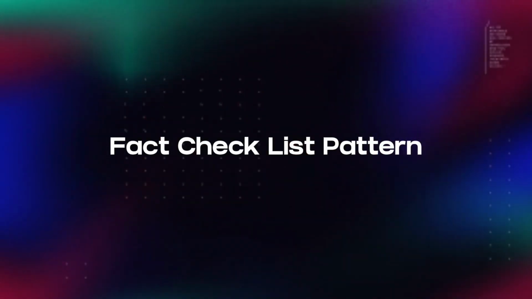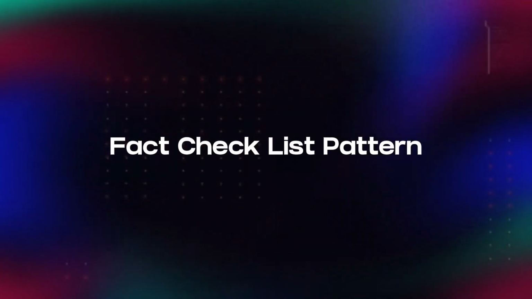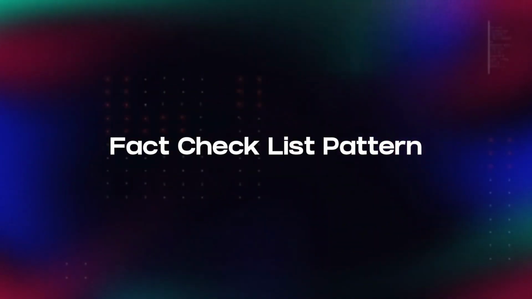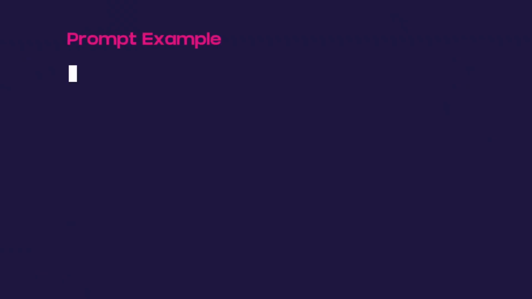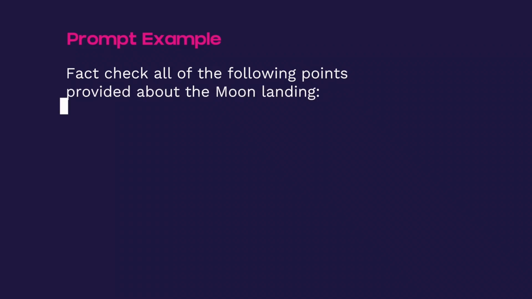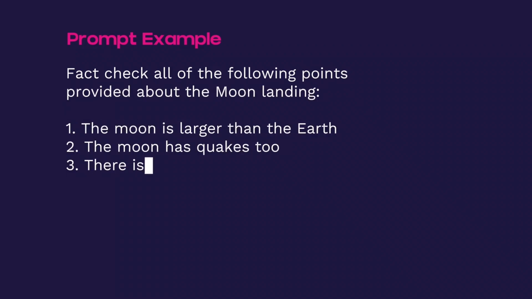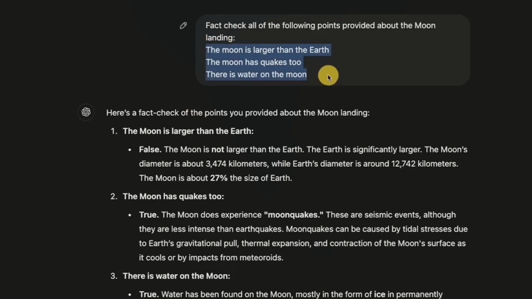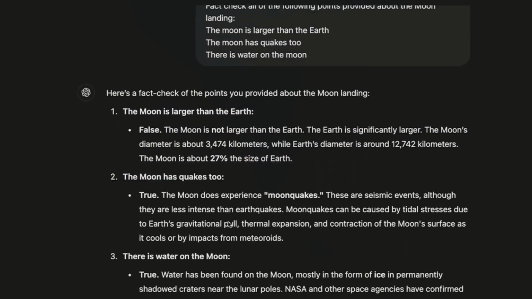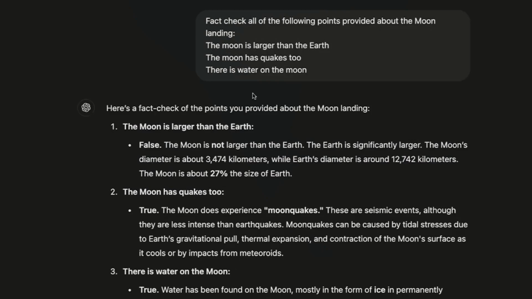Then next is the fact check list pattern. This prompts ChatGPT to verify a list of claims or statements that you may have received from an output, or perhaps you have created on your own. An example prompt here could be, fact check all of the following points provided about the moon landing. And you give it: the moon is larger than the earth, the moon has quakes too, and there is water on the moon. You see the result here. I gave it a list of things to fact check, and now it's going to go through them one by one. My recommendation when using the fact check list pattern is to really give a list of things for it to check, so that it can go through each one by one instead of trying to overload it with too much information as a paragraph.